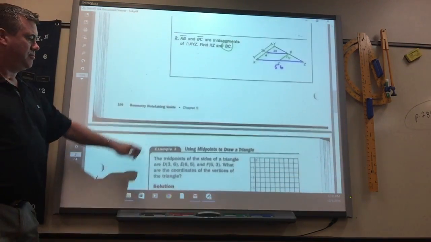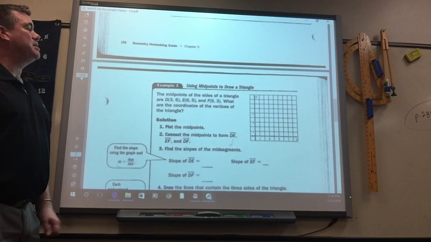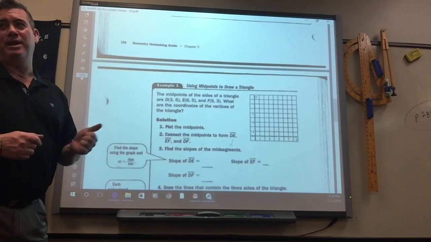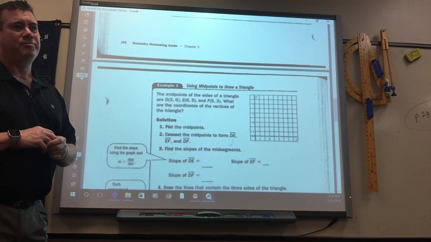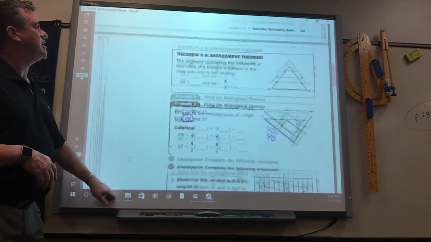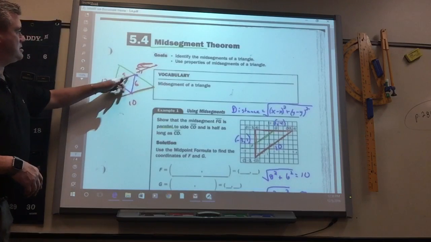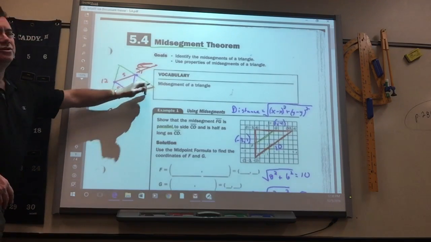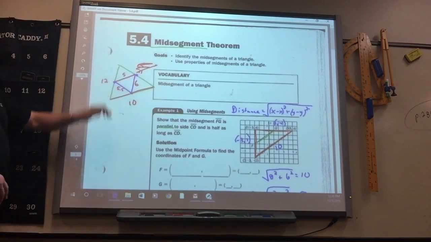Okay. All right. Now using midpoints, this is the one that's tricky. We got two like this on our assignment today. I think it's two. What they're gonna do is they're gonna give you this little triangle here, and you gotta draw the big triangle around it.